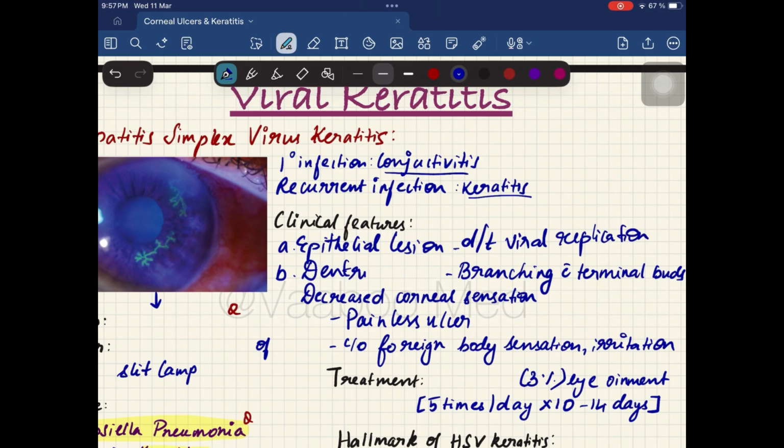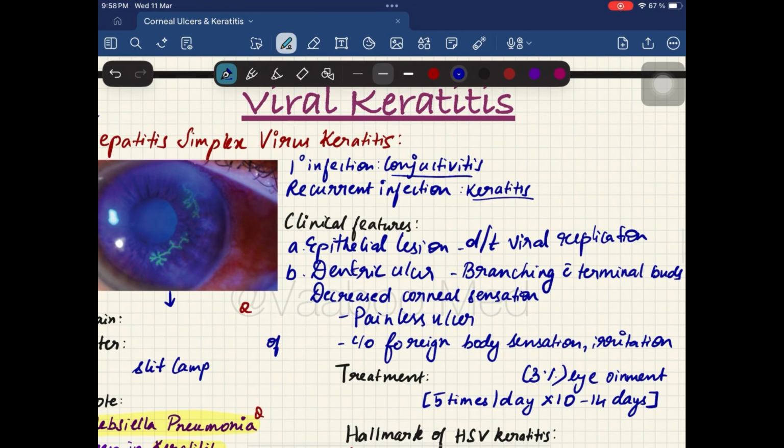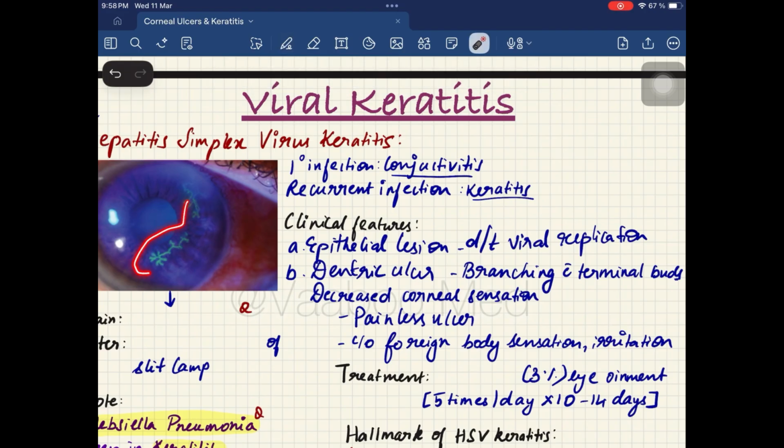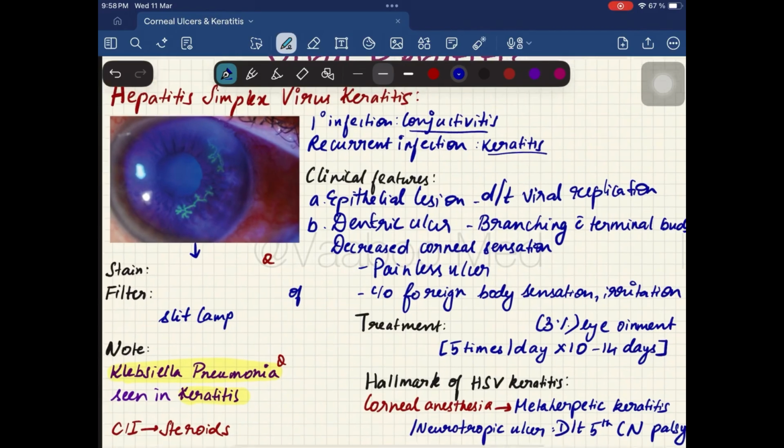Another clinical feature is the dendritic ulcer, which is branching of the terminal bud. We can see a dendritic ulcer here. See, these are the dendritic ulcers.